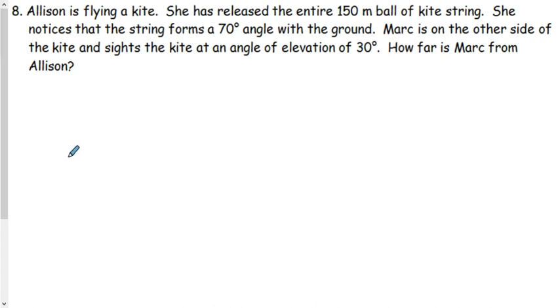Okay, you're back with me here. So here's Allison right here, and Allison has let out that string for the kite up to here. And I can also draw the ground like this. Now, somewhere over here, we've got Mark, who's on the other side of the kite. Our kite is up here. Mark is on the other side. Let's get rid of this little tail end here. And we also know some of the angles.